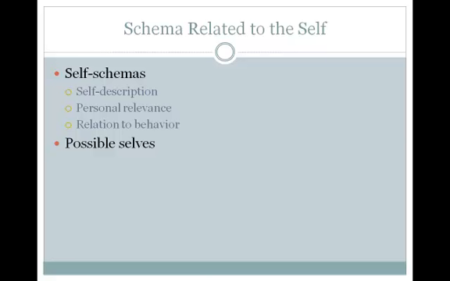And having these possible selves seems to serve a couple of goals here. One, to provide incentives for behavior, right? If I can see myself as this kind of future professional, then that's going to motivate me to study, right? Because I see a connection between studying and being a professional.